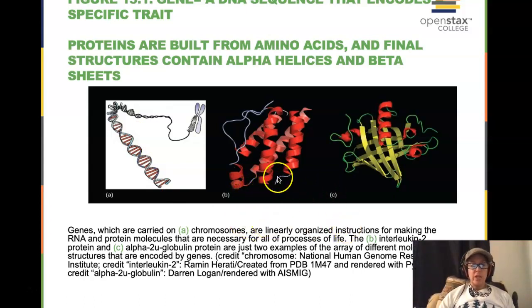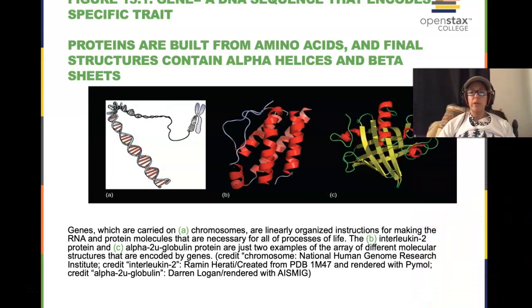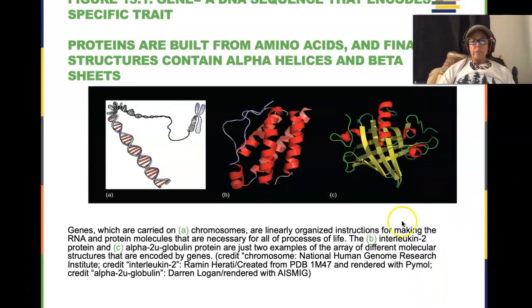And we see this is the interleukin-2 protein. Interleukin is an immune modulator, a chemical secreted by immune cells that helps to orchestrate the overall immune response. And C is alpha-2U globulin, so this only has one tertiary structure. Hemoglobin has 4 independent tertiary structures that have to come together to build the final molecule.